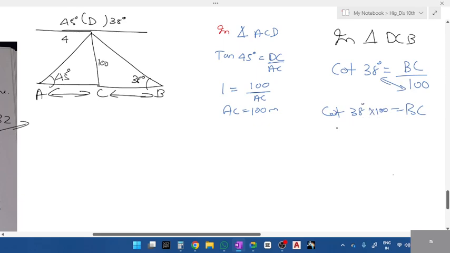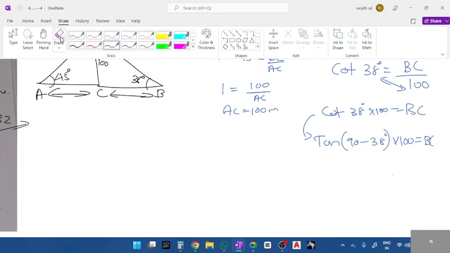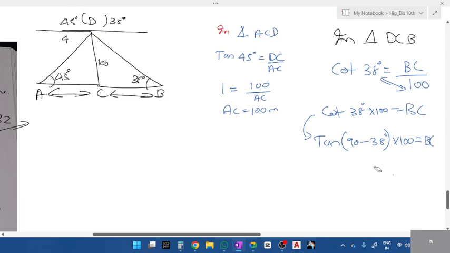Check your table in the textbook. Have they given the cot value? There's no cot, right? So what do we do? If there is no cot, we have to use the complementary angle. What is the complementary of cot? Tan. So BC is tan of (90 minus 38) into 100. So tan 52 or 62? 90 minus 38 is what?